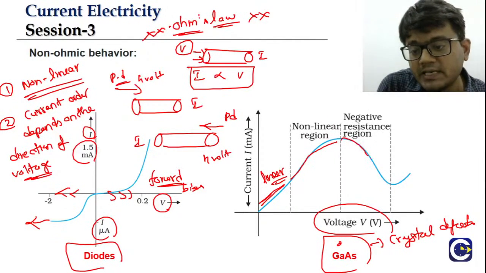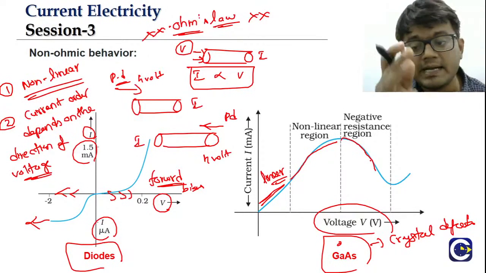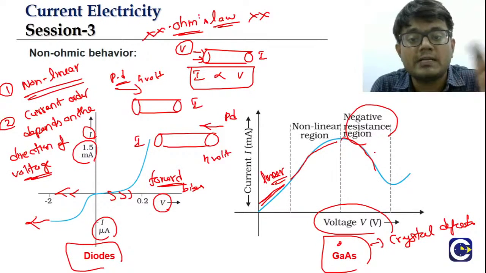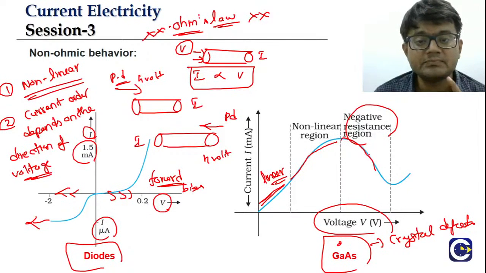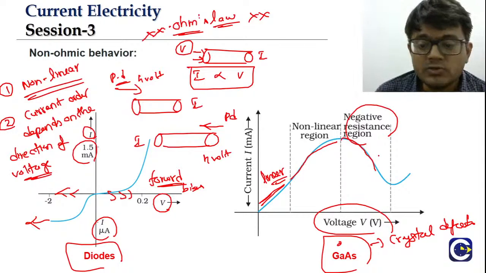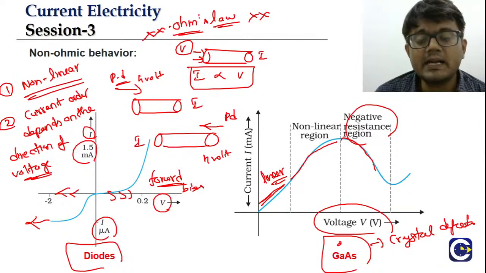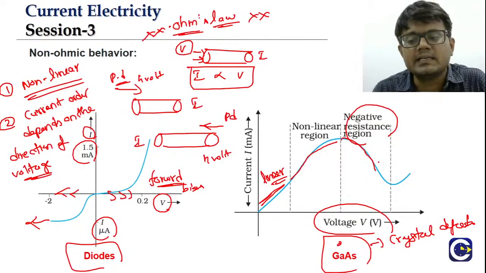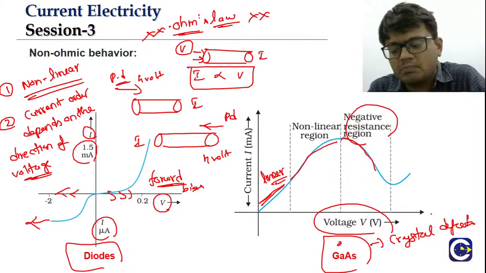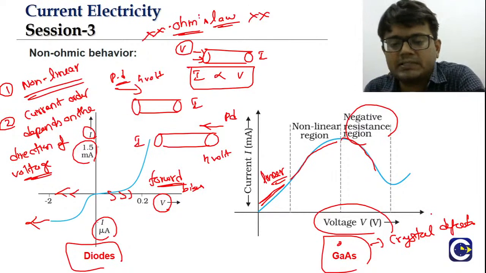Look at what is happening. When we increase the voltage, the current is decreasing. So if you put it into the formula, the resistance will be negative. Is that right? When the voltage is increasing, the current should increase, right? But here the voltage is increasing but the current is decreasing. Why does this happen? Because of the crystal defects that exist in the compounds. So we have this kind of behavior.